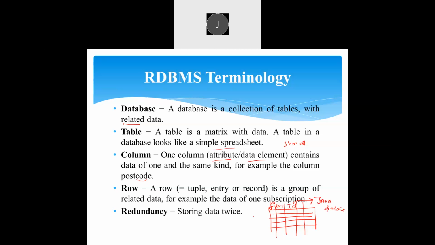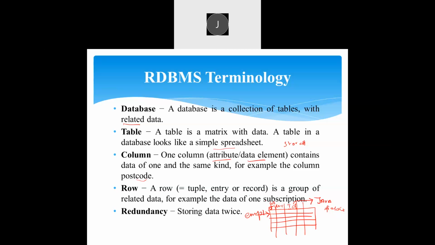A row is called a tuple. The complete row can also be called a tuple, an entry or a record. Similarly in a spreadsheet we can say that. It's a group of related data, for example the data of one subscription, that is, the employee data like his name, ID, phone number and all that.